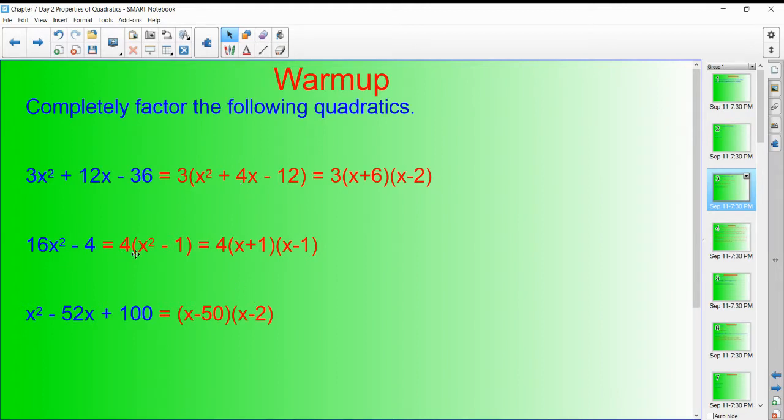Middle one, factored out a 4, got a difference of squares problem. 1 times negative 1 is negative 1, and the square root of x squared is x. Third one, same idea as the top. You can make the box. You don't need to. Just test: 2 negatives multiply to a positive, and 2 negatives add to a negative. So the more we practice these, the more we practice our multiplication facts, the more fluent we get in factoring quadratics.